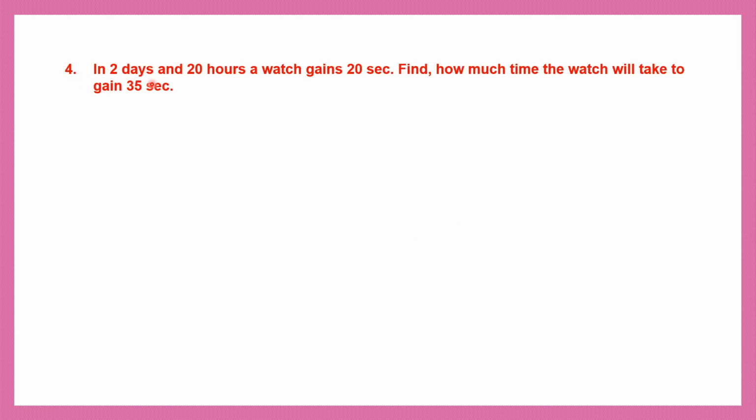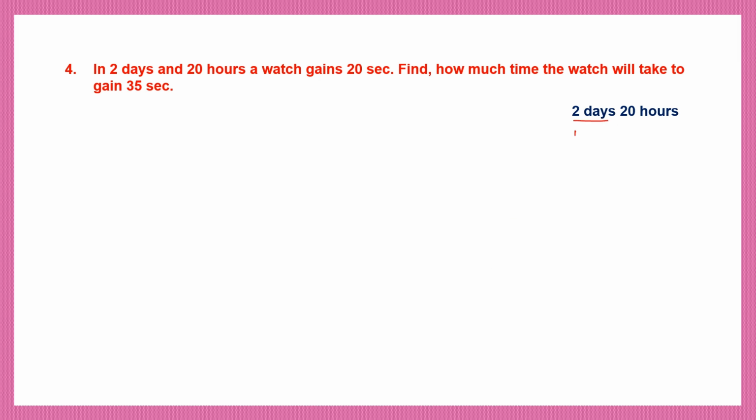Question 4. In 2 days and 20 hours, a watch gains 20 seconds. Find how much time the watch will take to gain 35 seconds. So first thing we're going to do is convert 2 days and 20 hours to hours. So let's do that so that both the units are the same and we can have one unit so that our working becomes easier. So here 2 days, first we'll convert that into hours.